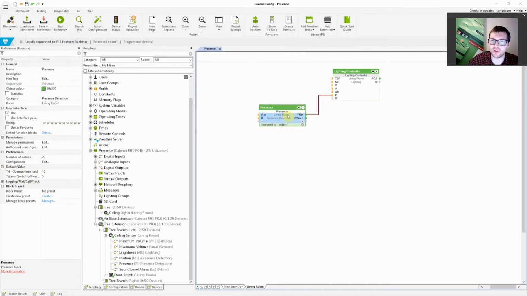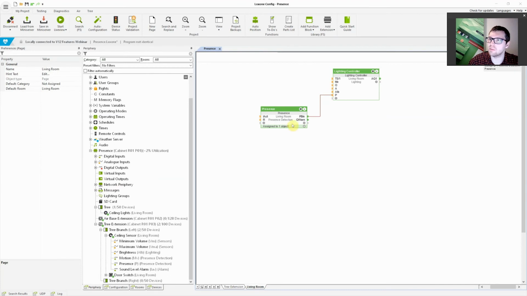The presence block can also be activated by other means. Any additional third-party input that you would like to use to activate presence can go into the iAct input.